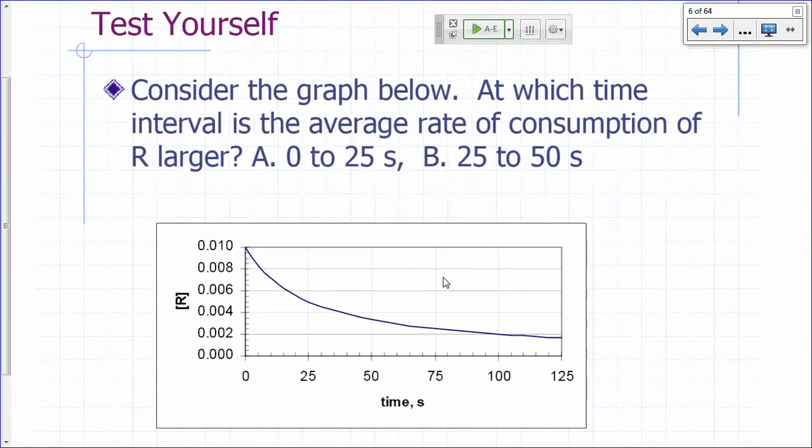Okay, let's look at this graph here. At which time interval is the average rate of consumption of A larger? From 0 to 25 seconds. So this is typical of what you might observe when you carry out a reaction. You monitor the concentration of, let's say, reactant R versus time. So what is the average rate from 0 to 25 seconds? Compare that from 25 to 50 seconds. For which time interval is the average rate of consumption of R larger? Is it between 0 and 25, or is it between 25 and 50? Ready?